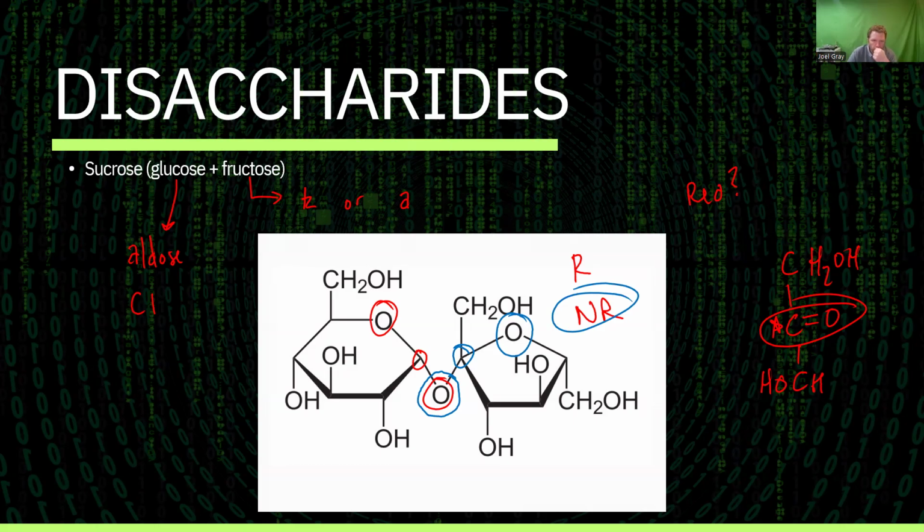Okay. So this is our disaccharide of sucrose. It's glucose and fructose. We've got a non-reducing sugar here. The next thing, if you were to look at this, how would we classify this? Would we classify it as a beta or alpha sugar?